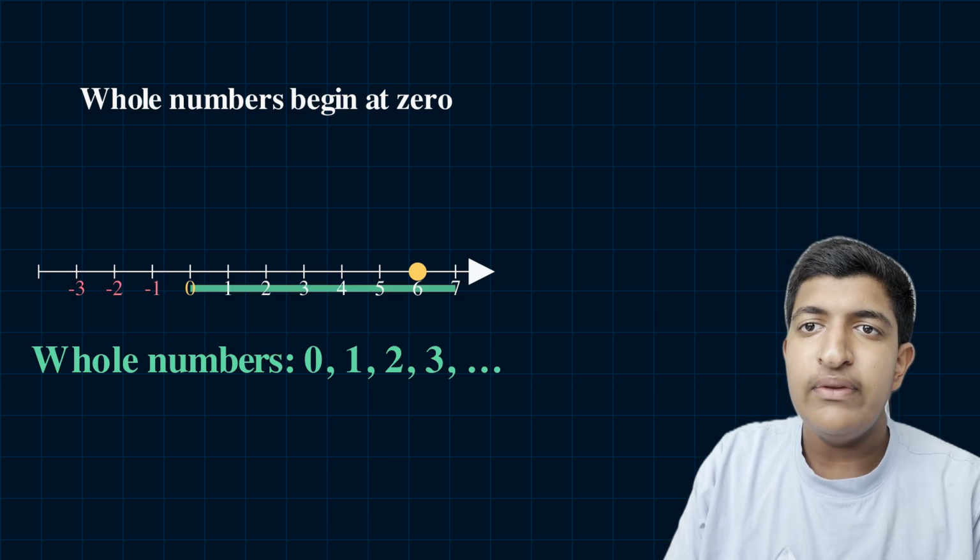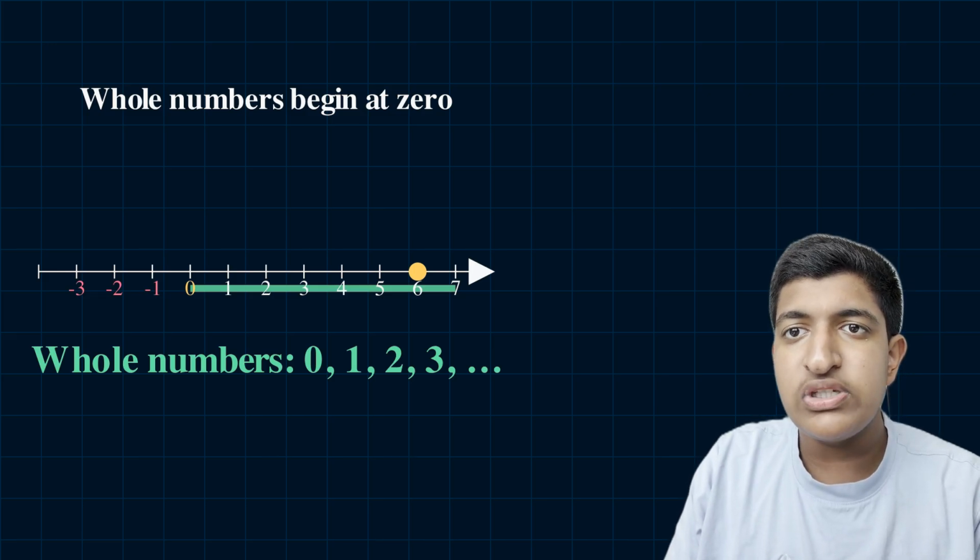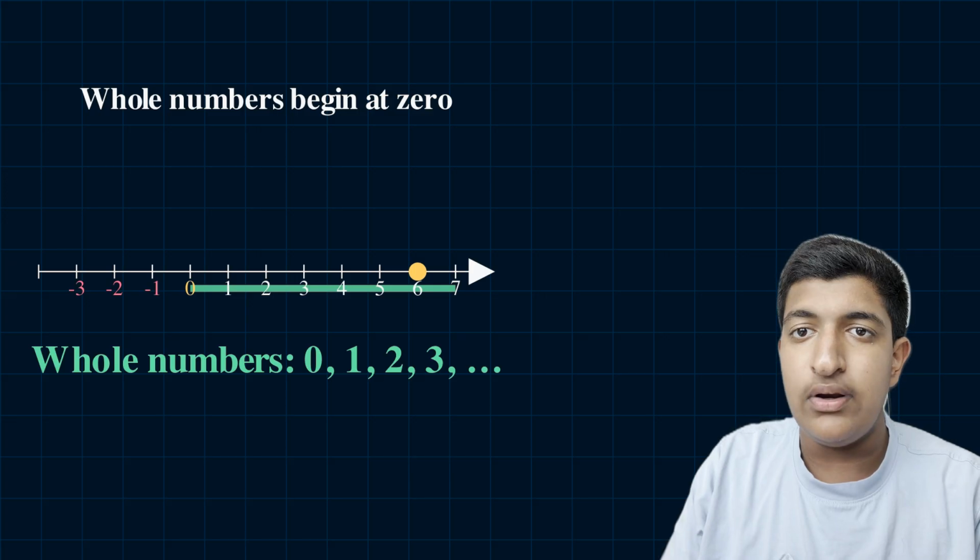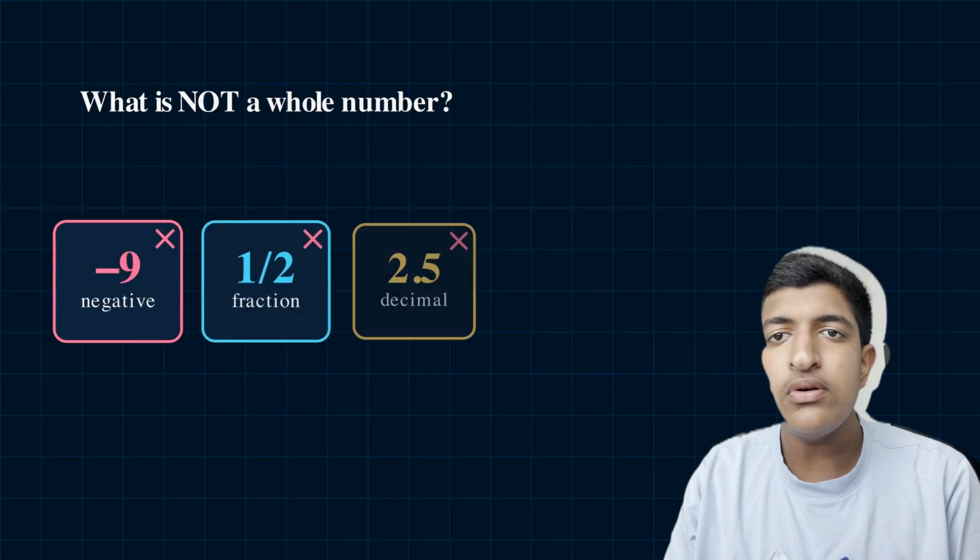Think of it this way. If there are 0 apples in a basket, there is still a complete count. The basket has none. Now let's look at numbers that are not whole numbers.